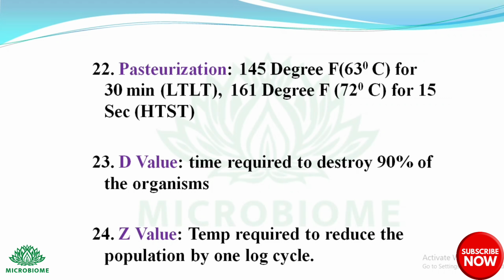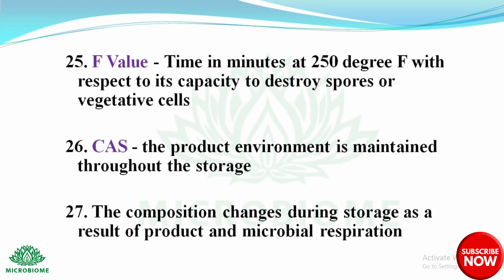Next about D value. It is the time required to destroy 90% of organisms. And next about Z value. Temperature required to reduce the population by 1 log cycle. And next about F value. Here it is time in minutes at 250 degrees Fahrenheit with respect to its capacity to destroy the spores or vegetative cells.